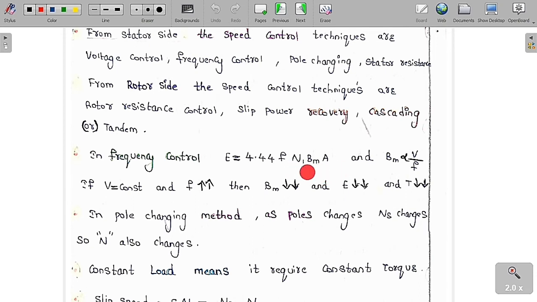Here N1 is the stator coil turns per phase. So Bm is directly proportional to supply voltage by supply frequency. If the supply voltage is constant and the frequency increases, then Bm decreases, then E decreases.